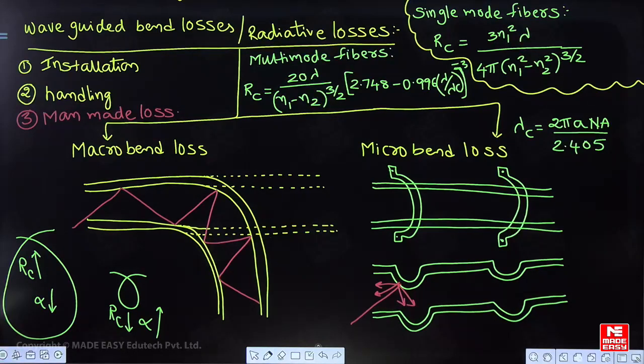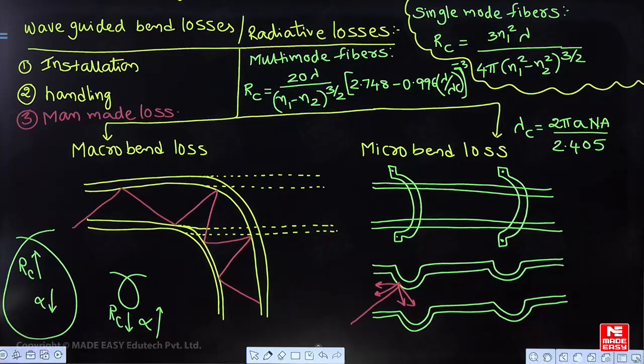Next point, point number 3. When the fiber is bent with large radius, then radiative loss is less.